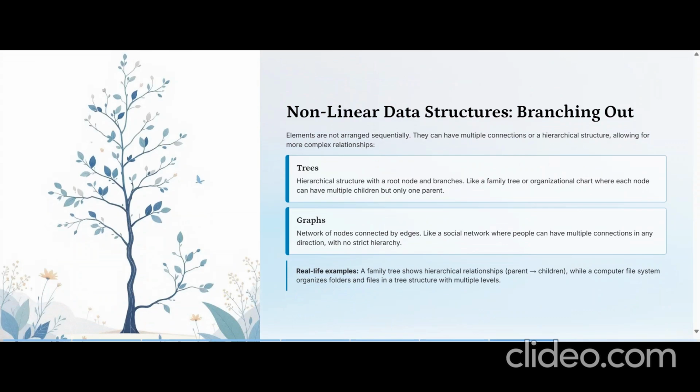After that, the next type is the graph. In a graph, the nodes are connected by edges, or we can say vertices are connected by edges, like a social network where people can have multiple connections in any direction without any strict hierarchy. As we know on Facebook, a single person has multiple connections or multiple friends in any direction. He or she has no restriction. So it comes under the graph. So this is a real life example of the graph data structure, right?